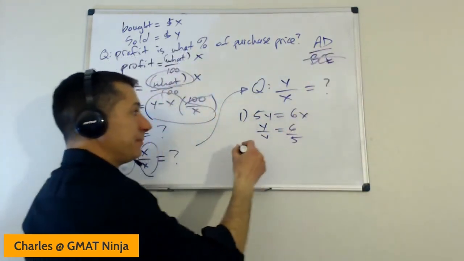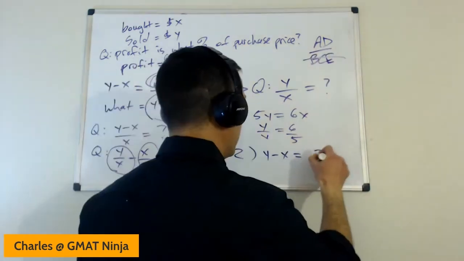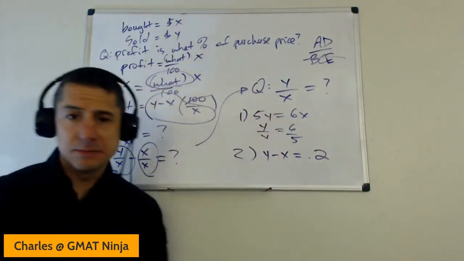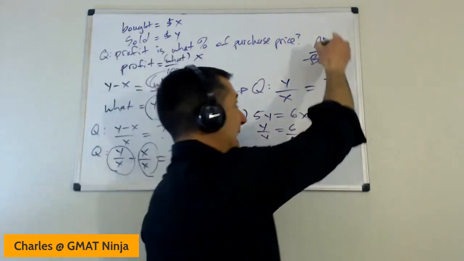A is sufficient. Statement 2, Y minus X is equal to 0.2. That sounds good, right? I mean, it looks like that's the profit, but it doesn't mean anything to me here. That's what I want. So our answer is A.